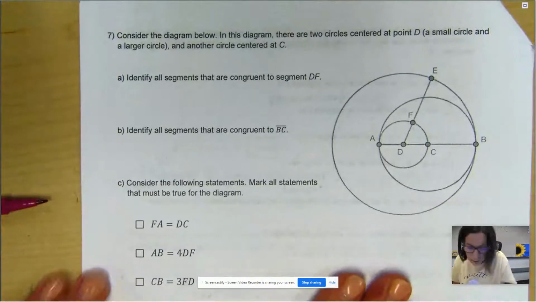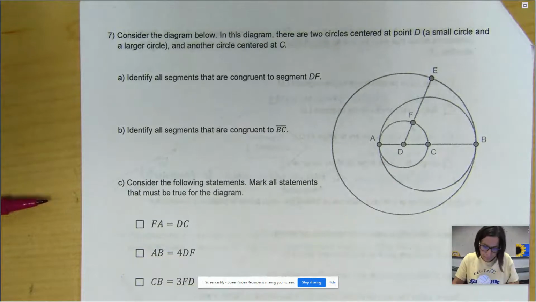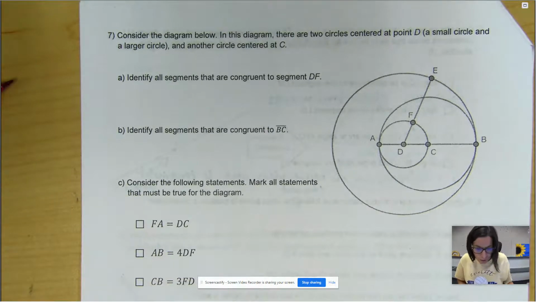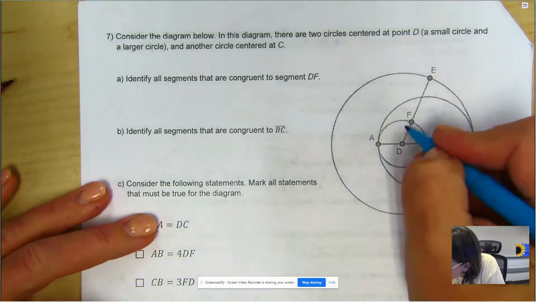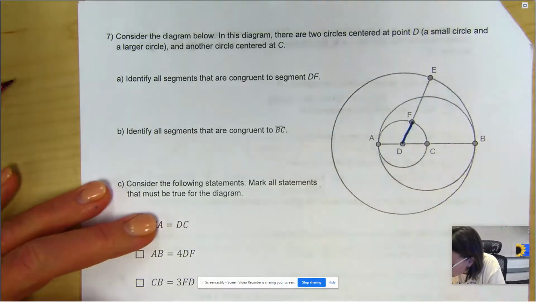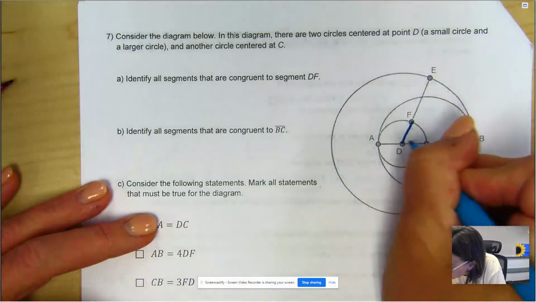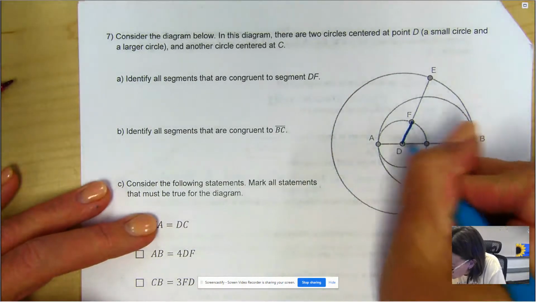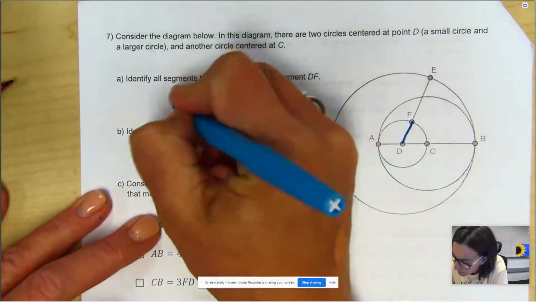All right, consider the diagram below. How are we doing? Let's go. Okay. Identify all the segments that are congruent to DF. Okay, so DF is the radius of the little guy, right? So the radii of the little guy, we'd say DC and DA.